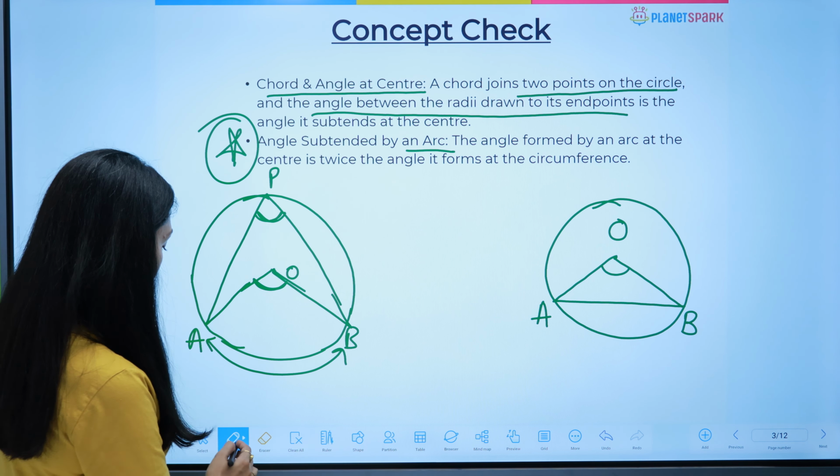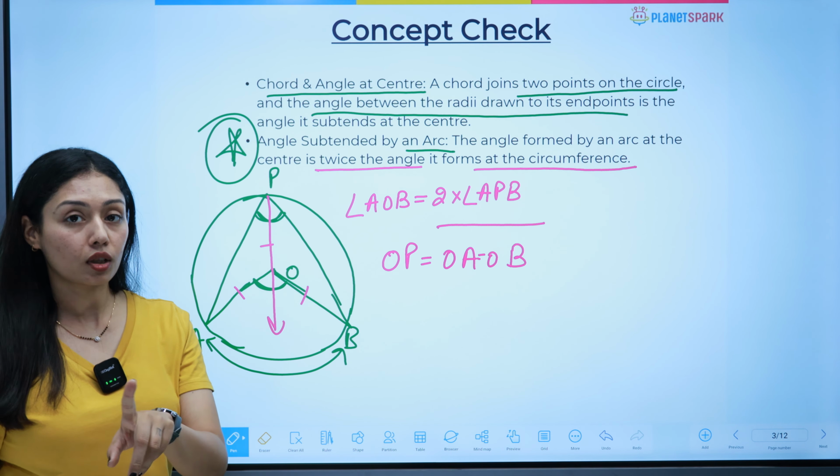Simply join PO here first of all. PO क्या है हमारे पास? Radius, right? OA, OB, OP. All three are the radii of the same circle. So we can say they will be equal. Right, everybody? These three are equal. So in this triangle OPA, what type of triangle is it? दो side equal हैं, isosceles triangle.